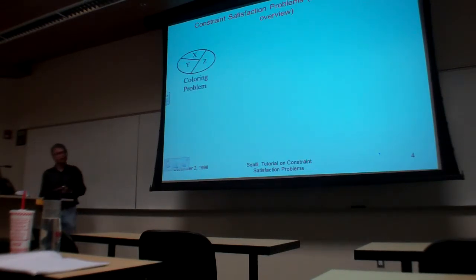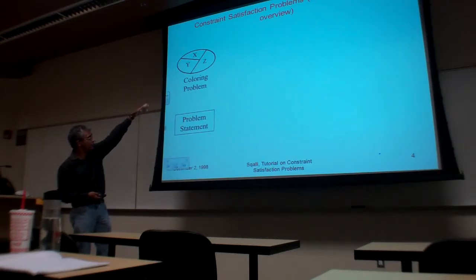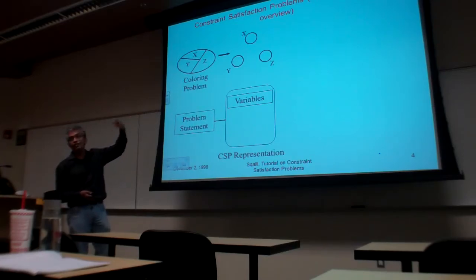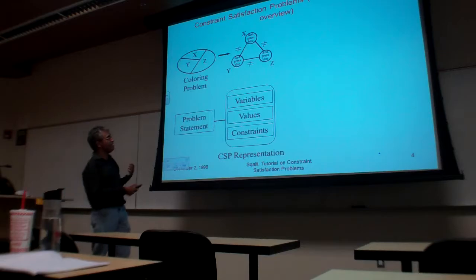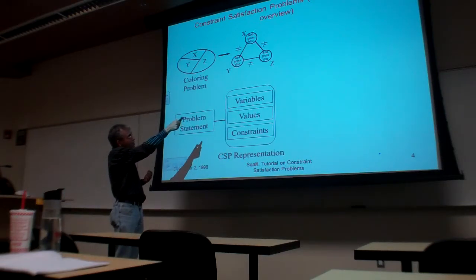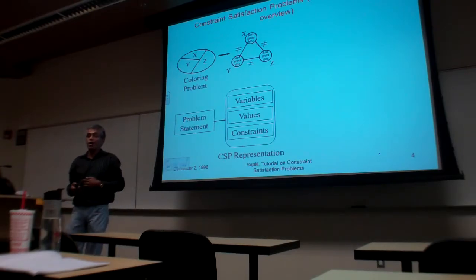Okay. So here is an example, a coloring problem. You have 3 regions and you need to color. The CSP representation: you need the variables, those are the variables. You need the values for the variables, red, blue are the values, and you need the constraints, and the constraints essentially are saying, this guy cannot have the same value, this guy cannot have the same value, this guy cannot have the same value. Now, how do you write this?